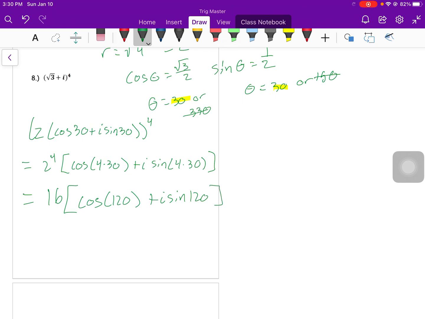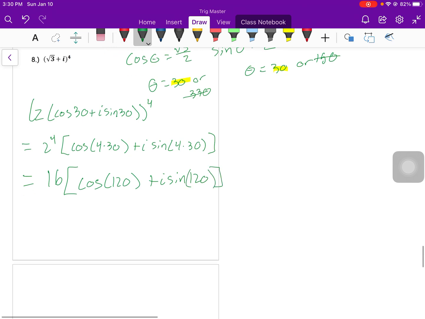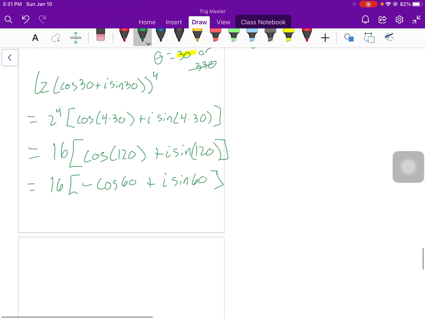So I know that cosine of 120 is going to be negative. All right, that's in quadrant number 2, so it's got to be negative. My reference angle, it is 60 degrees short of 180, so this is negative cosine of 60 degrees, and then plus i times sine of 120. Sine of 120 is going to be positive, still with a reference angle of 60 degrees.